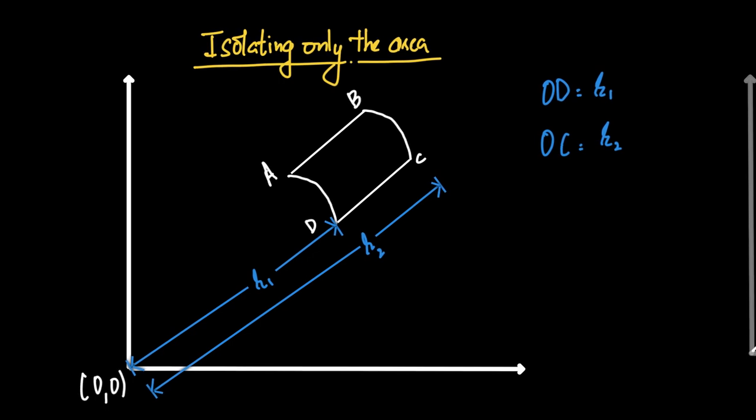We'll measure the distance OD and call it R1, and we'll measure OC as R2. Now what is DC out of this? DC would be OC minus OD, which is equal to R2 minus R1.